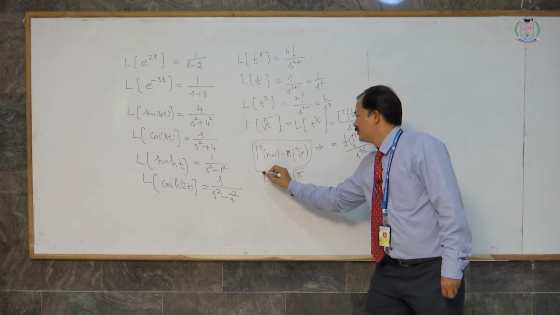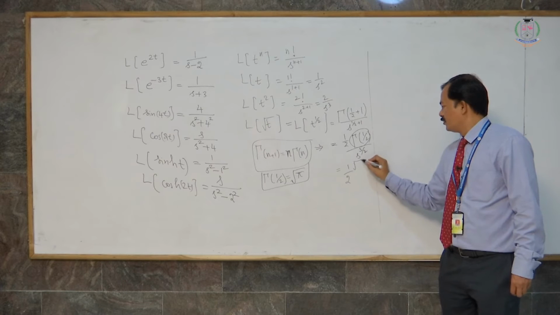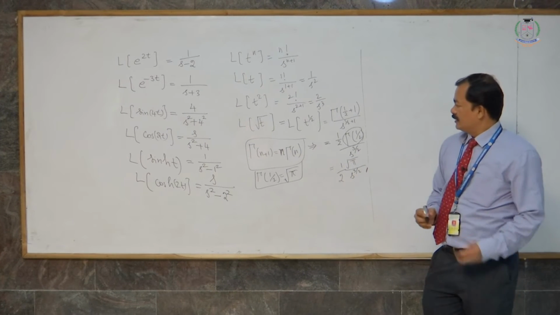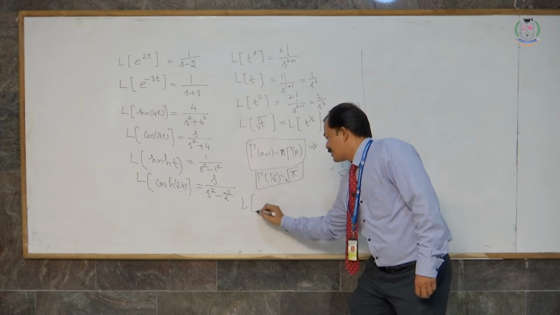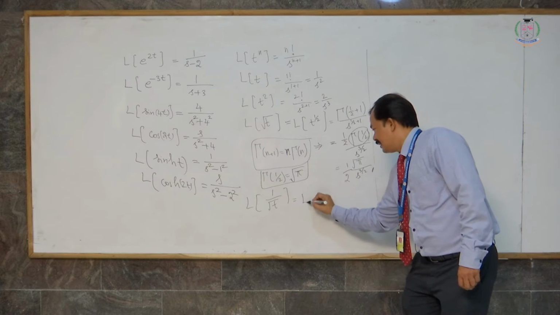Gamma of half value is equal to root pi. So, that is equivalent to 1 upon 2 into root pi upon s to the power 3 over 2.